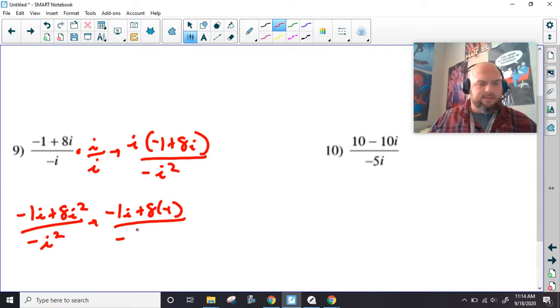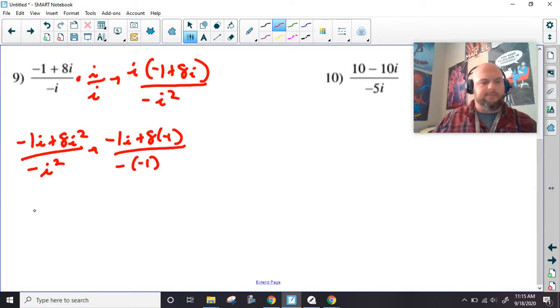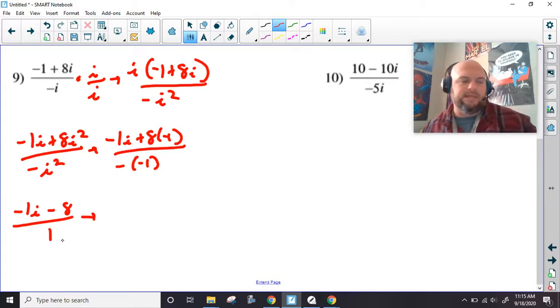And this is going to be negative 1. All right, so we're cleaning up. Negative 1. All right, 8 times negative 1 is minus 8. Now, negative times a negative is a positive 1. All right, anything over 1 is itself.